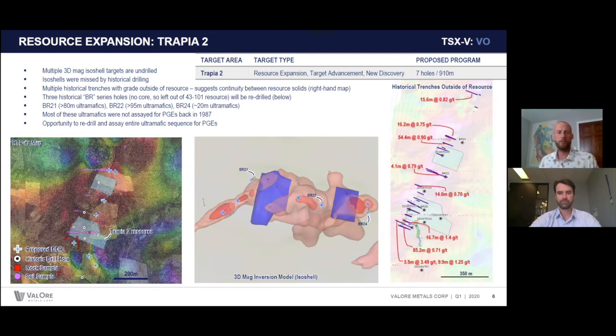So some of these holes, as you saw in TRAPIA 1, which was a video or two ago, are exceptional, great grades, close to surface. And in the case of these BR21, 22, and 24 holes, big swaths of ultramafics were actually left out of assaying for PGEs. We're not sure why, but we're going to look to re-drill those, and we'll do a quick sort of feature on some of these BR holes that were left out of the resource here.